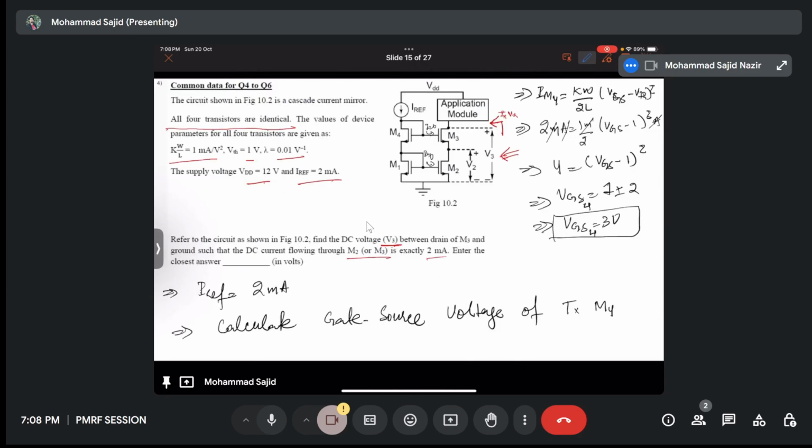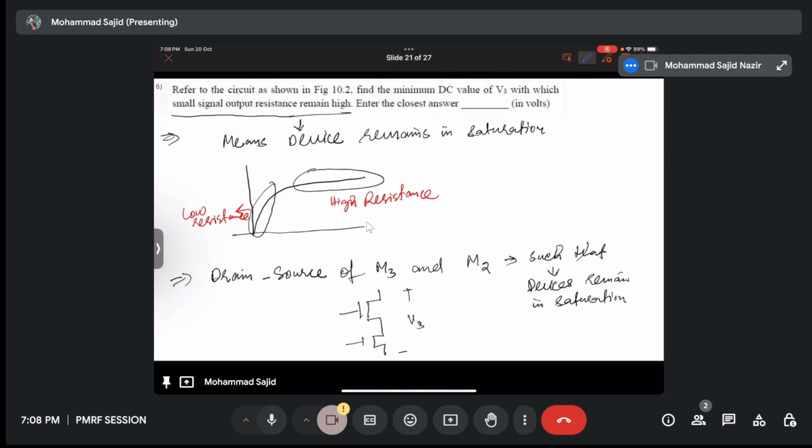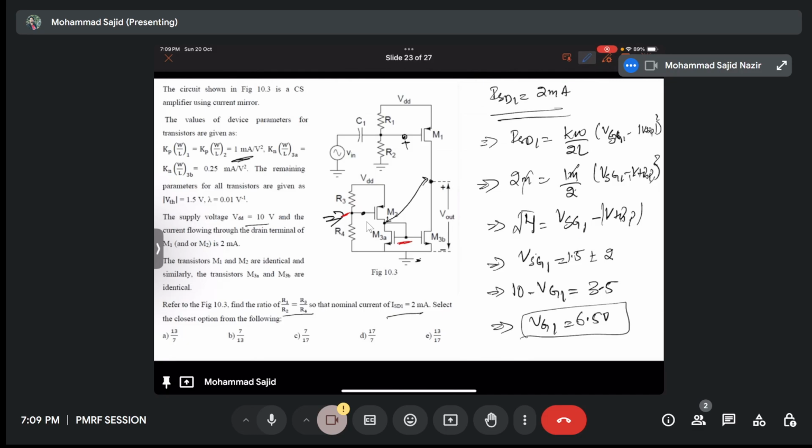Okay, so this is the concept of current meter. The same is now applied to the problems, and that should be easy to do now. Okay, this means device management situation. The concept here is that small signal output resistance remains high. That means the device is in a high resistance state, that is, the high saturation state.